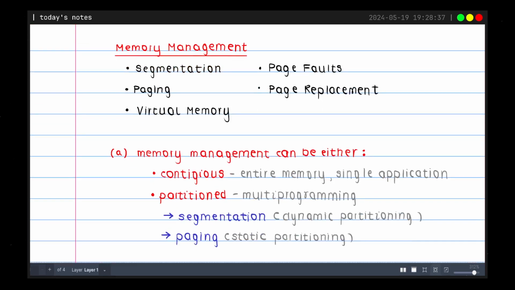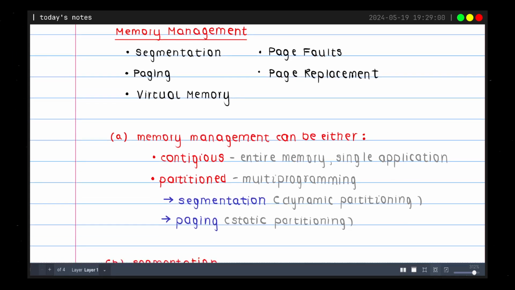Now, memory management can be either contiguous memory management or partitioned memory management. Contiguous memory management is when the entire RAM, or the entire memory, is allocated for a single application. Partition memory allocation is when the entire memory is allocated for multiple applications, and we refer to this as multi-programming.